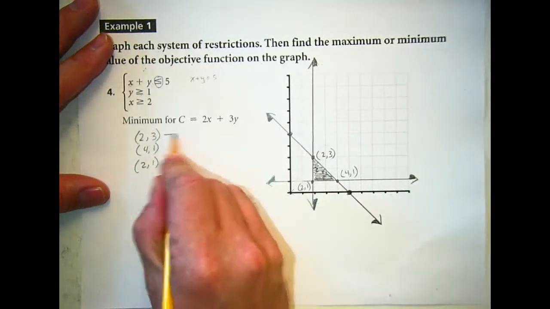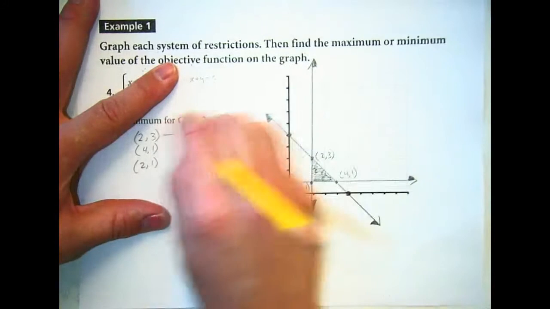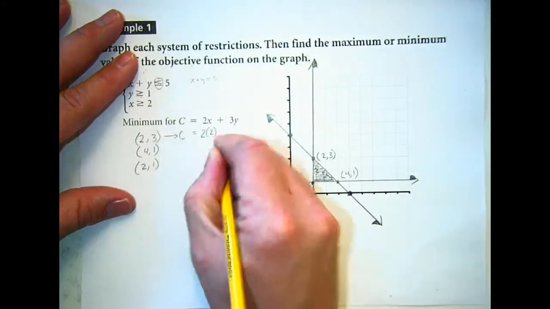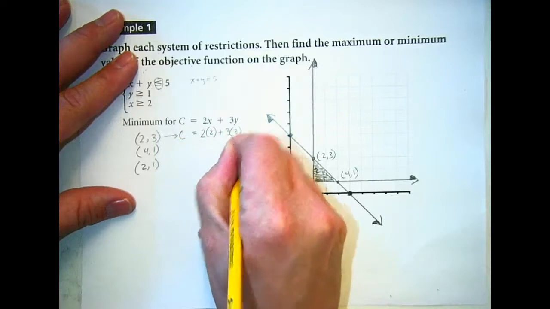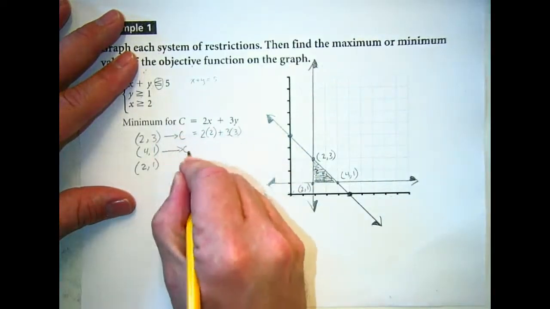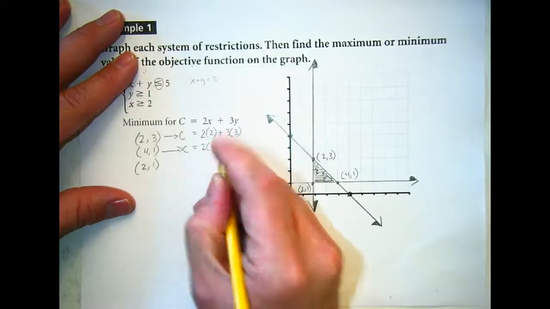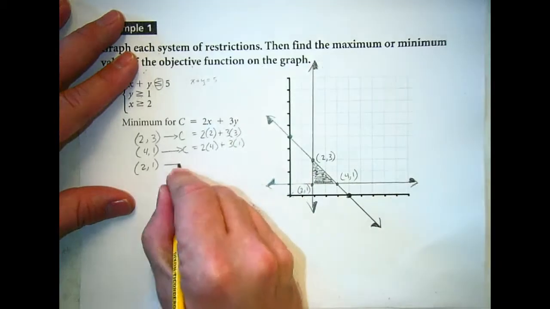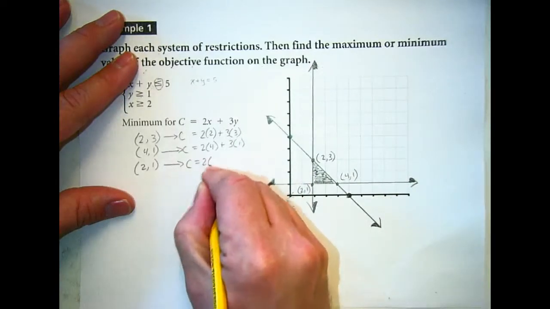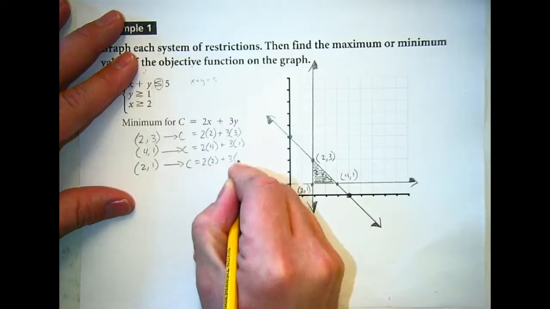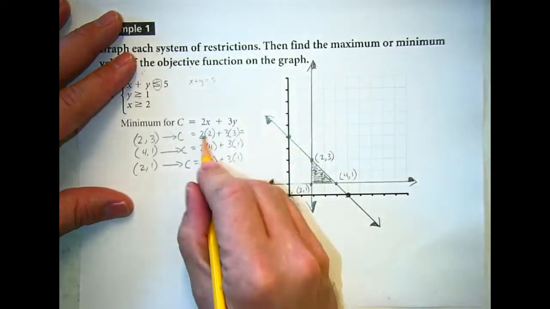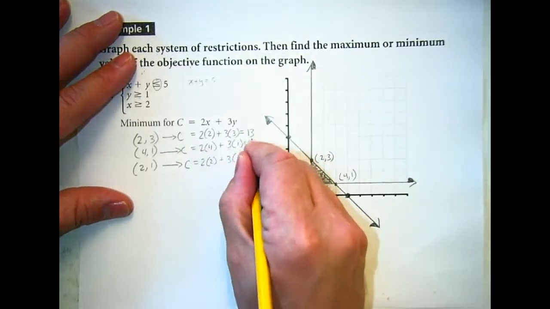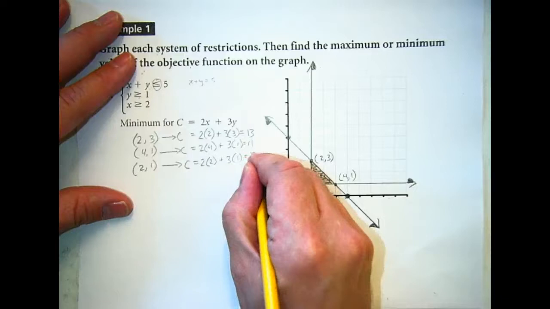Okay? And so with 2, 3, my cost equals 2 times 2 plus 3 times 3. For 4, 1, set it up. My cost is equal to 2 times 4 plus 3 times 1. And then 2 times 2 plus 3 times 1. 4 and 9 is 13. 8 and 3 is 11. And 4 and 3 is 7.